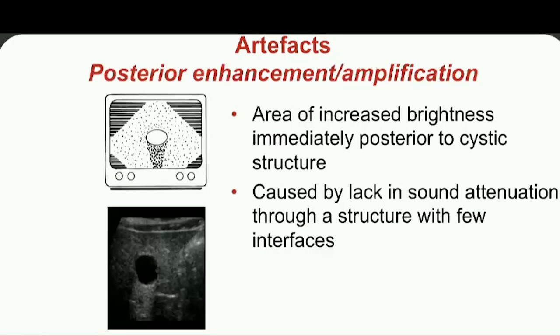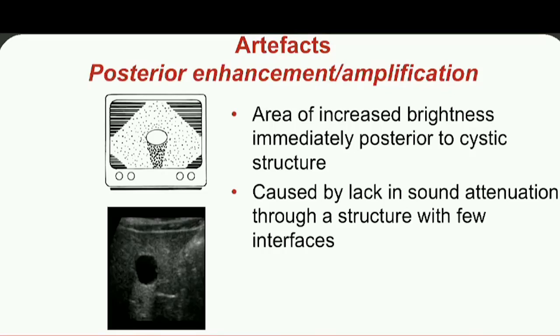The other artifact, which we actually call a good artifact, is called posterior enhancement or amplification. Imagine the ultrasound beam going through this tissue. As it goes through the tissue here, the sound gets absorbed, and the sound energy is lesser and lesser as it goes deeper into the tissue. Whereas here, there is a cystic lesion. As sound goes through this, it doesn't get absorbed, so the sound coming immediately behind the cystic lesion has a higher amplitude. And because it has a higher amplitude and higher energy, you are able to see it brighter. This is called acoustic enhancement.